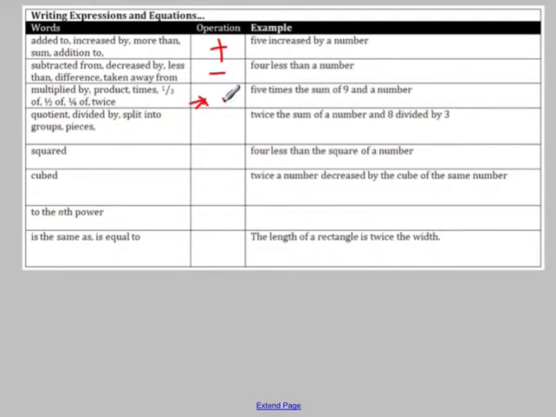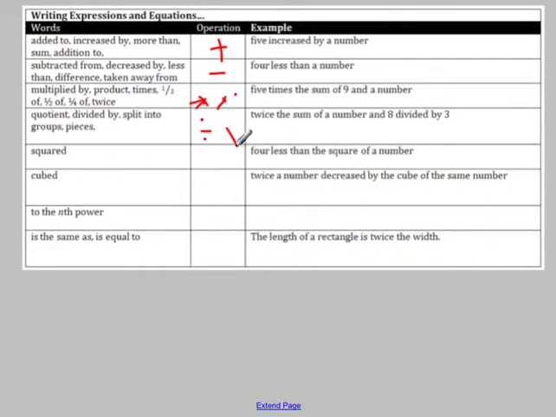So we sometimes see multiplication written as an x or just as a dot, like that. Next, quotient, divided by, split into pieces, groups, whatever that may be, represents division. Now remember that division can also be represented by a fraction.